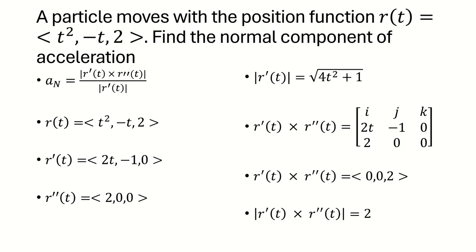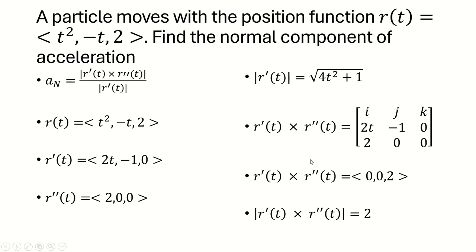So r prime of t cross r double prime of t will just be the 3x3 matrix with i, j, k in the first row, and then r prime of t, which is 2t, negative 1, and 0, and then r double prime of t, which is 2, 0, 0. Now we want to find the determinant, which we can use some tricks for. Why don't we take advantage of the zeros in the last column? So all you have to do is start with k. So k is the first row, last column.